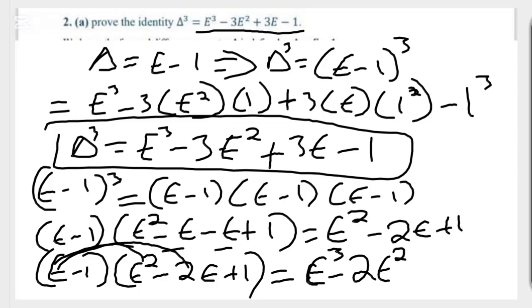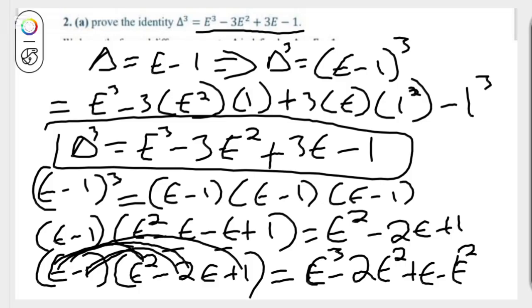And the same thing, e multiplied by 1, I'll get plus e. Then negative 1 multiplied by this e squared, I will get negative e squared, and negative 1 multiplied by this negative 2e, I'll get positive 2e, since negative multiplied by negative is positive. And also this negative 1 multiplied by this positive 1, I'll get negative 1.